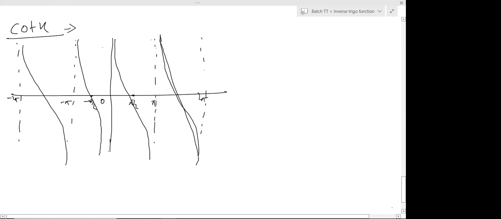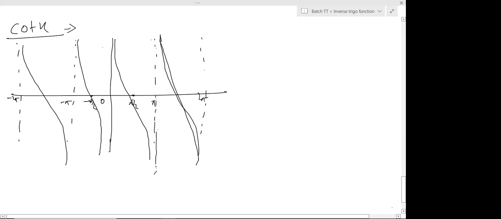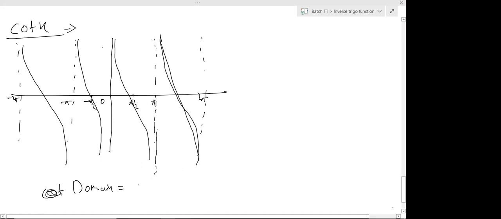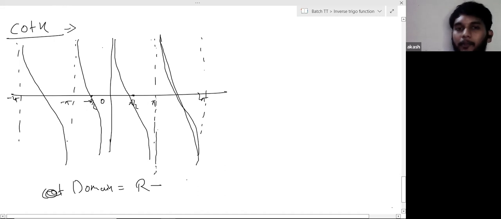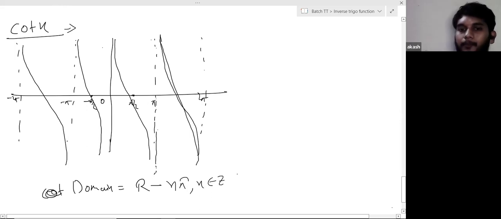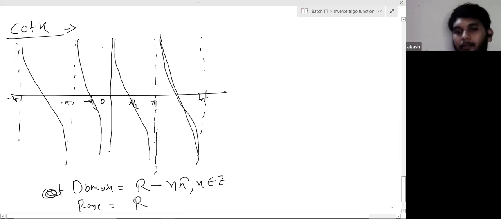If you want, I can show you online. Yes, it passes through pi by 2 and becomes infinite at pi and 0. So here also, for the cot domain, you can see the values will be all values except integral values of pi, like 1 pi, 0 pi. So we can write n pi, where n belongs to Z. The range is minus infinity to infinity, so we can say R.